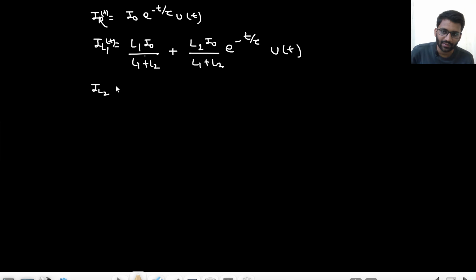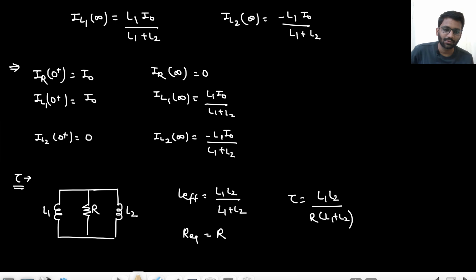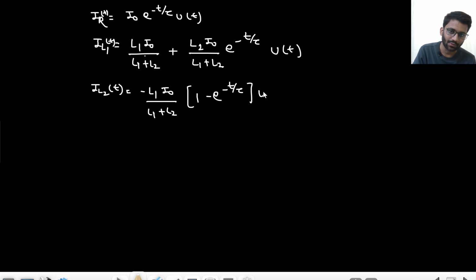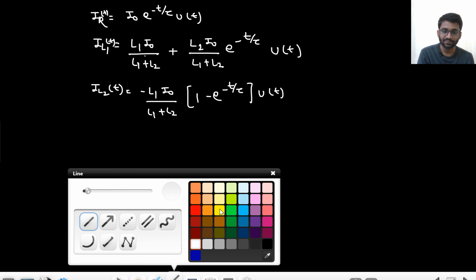Now IL2, I will write from 0, it will rise to some value, that is this, minus L1 I naught upon L1 plus L2 into 1 minus e to the power minus t upon tau, u of t. Okay, now you can make the graph of all three.